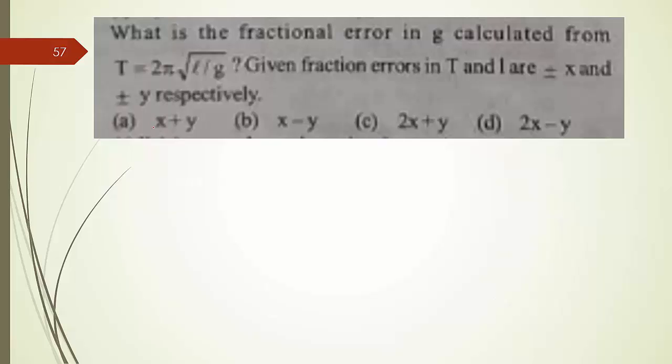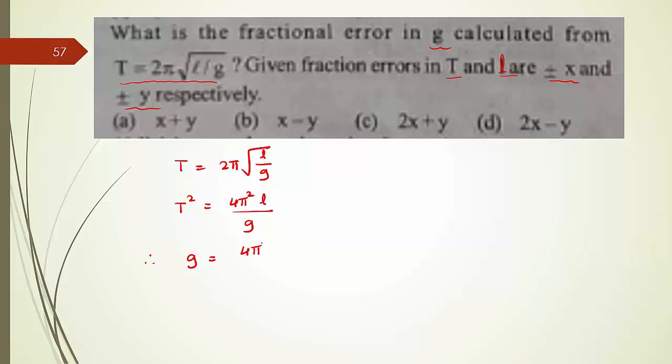57th question. What is the fractional error in G calculated from the equation T equal to 2 pi root of L by G, given fractional error in T and L are plus or minus X and plus or minus Y. The given equation is T equal to 2 pi root of L divided by G. We have to find a fractional error in G. Squaring on both sides, T square equal to 4 pi square L divided by G. Or we can write G equal to 4 pi square L divided by T square. Here 4 pi square, this is constant.